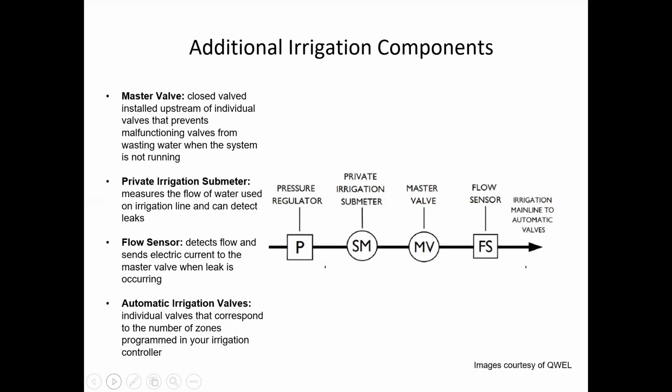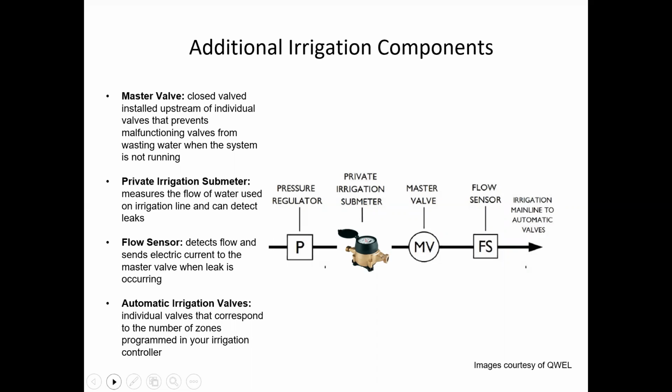So the first thing is a private irrigation submeter. A submeter does essentially what the East Bay MUD meter is doing. It's measuring the water that goes through your meter, except it's specific to irrigation. This can be really helpful in detecting leaks and understanding how much your irrigation is using. We do have a rebate available for this.